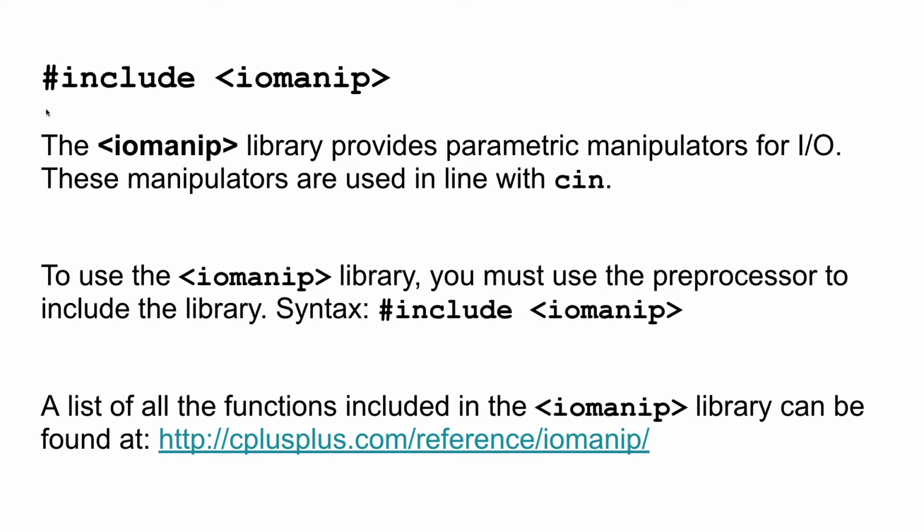Iomanip is a library which provides parametric manipulators for I/O. These manipulators are used in line with cin. So, in order to use this iomanip library, we need to include it with the preprocessor by using the syntax include iomanip, just like this.